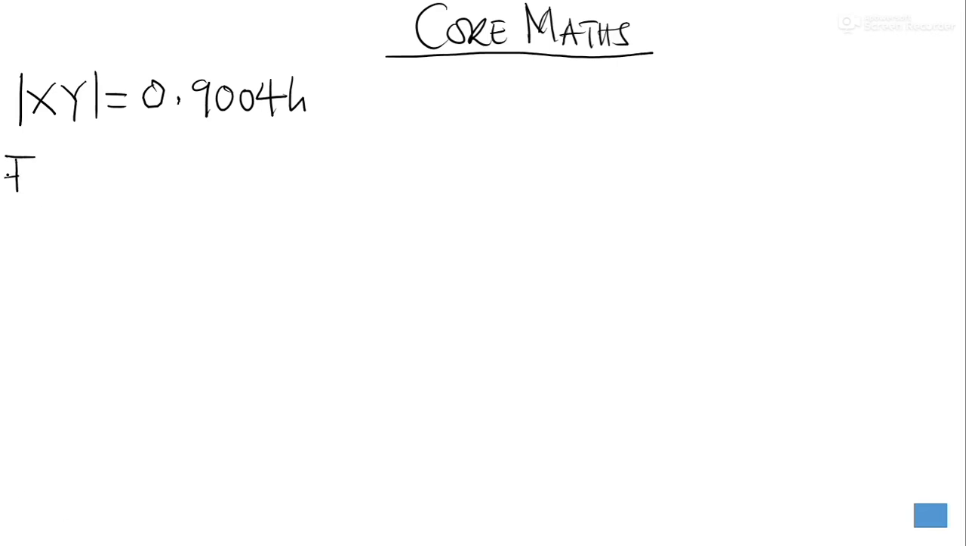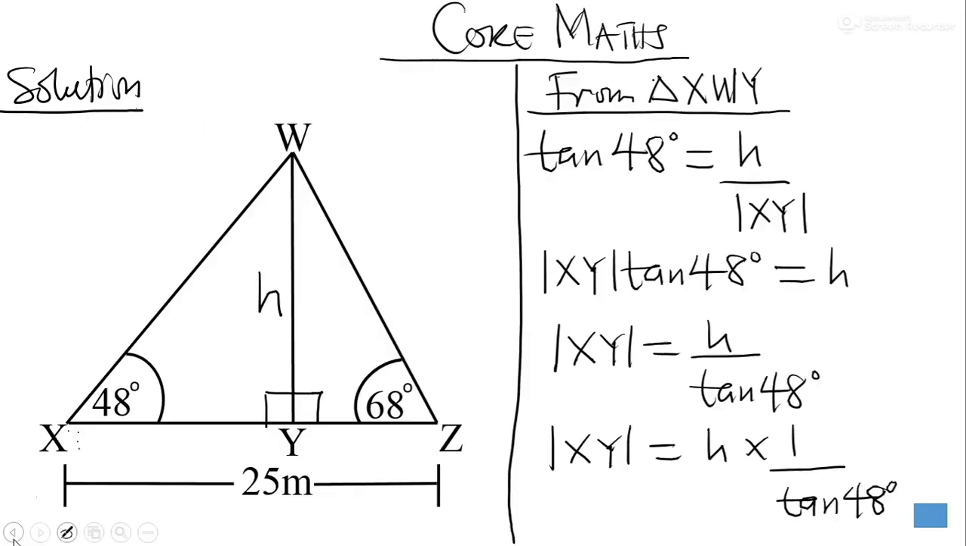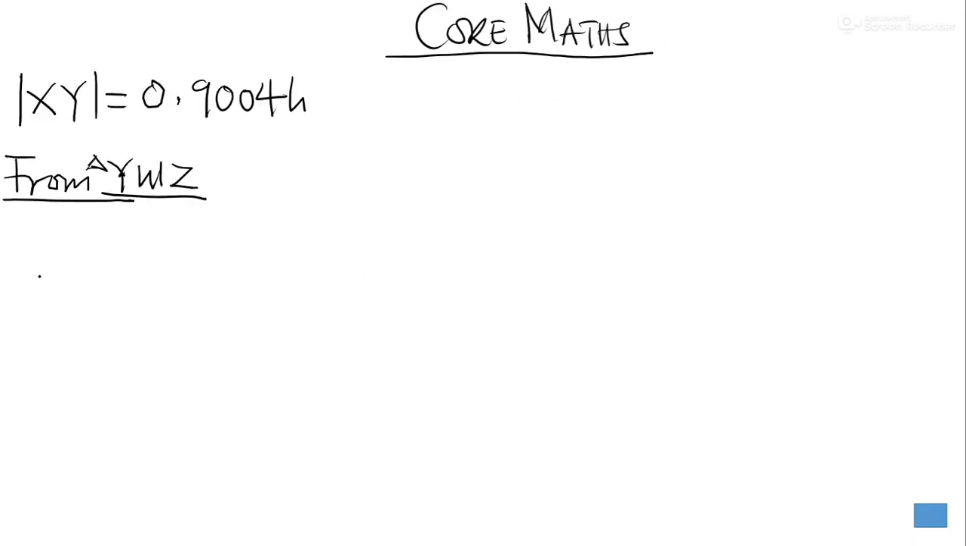We need YZ. So from triangle YWZ. Okay, so let's look at it. From this triangle, tan 68 degrees will be what? H on what? On YZ. So tan 68 degrees will be equal to opposite, which is the H, on what? Our YZ. I hope you are following.